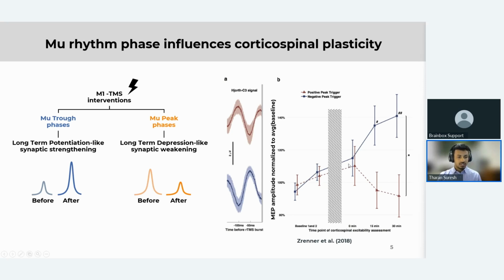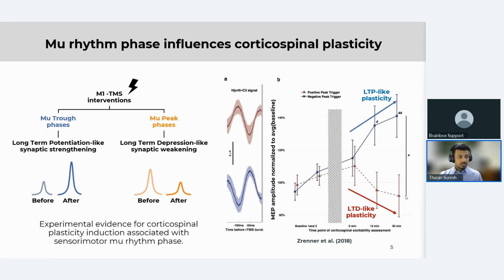And what they noticed after the stimulation, when they measured at frequent 15-minute intervals, was that when the stimulation was delivered during mu rhythm trough phases, they saw an increase in MEP amplitudes, indicating LTP-like plasticity, and a decrease in MEP amplitudes when delivered during mu rhythm peak phases, indicating LTD-like plasticity. And this was the initial experimental evidence for corticospinal plasticity induction being associated with sensorimotor mu rhythm phase. It's also important to note here that this LTP-like mechanism is also the one that supports human motor learning.